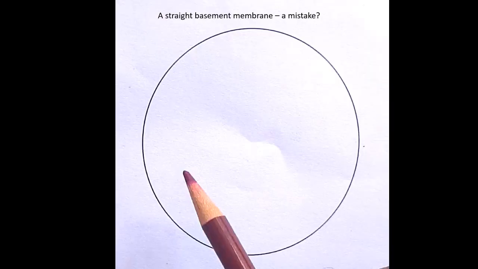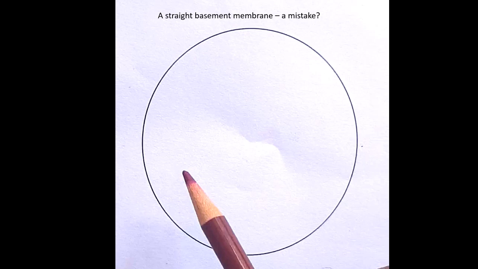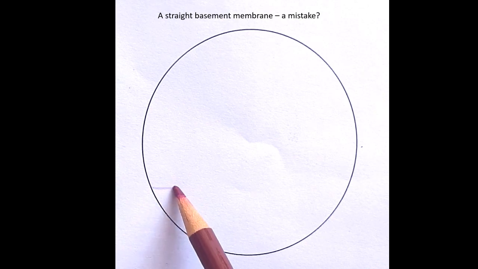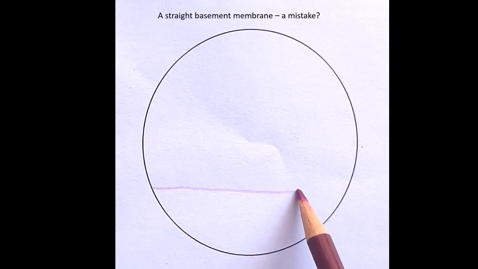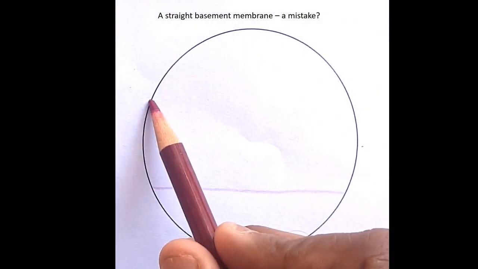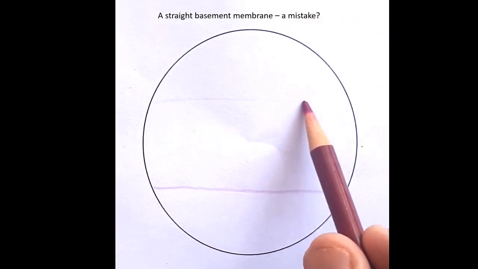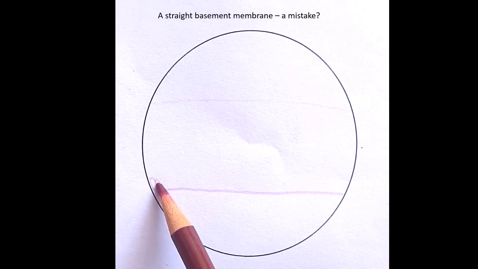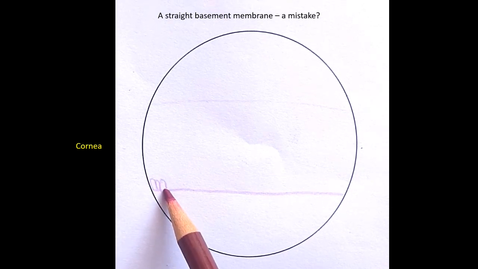Finally, drawing a straight basement membrane for a stratified squamous epithelium. Is it a mistake? Instead of having the papilla, instead of having those dips, drawing a straight basement membrane so that the entire epithelium looks like this. It is not a mistake, because in cornea, this will be the appearance that you get.